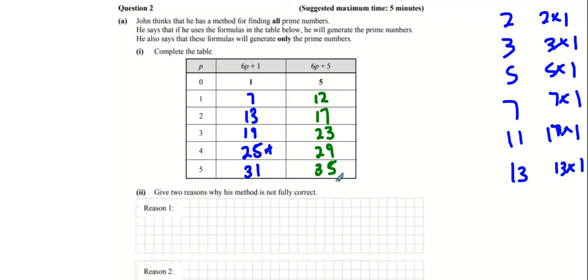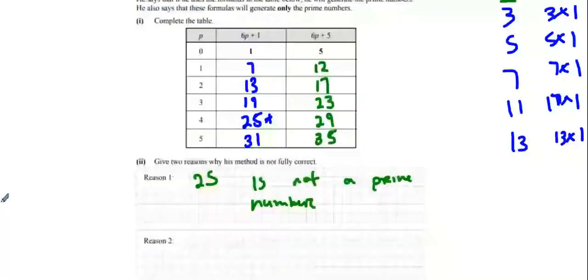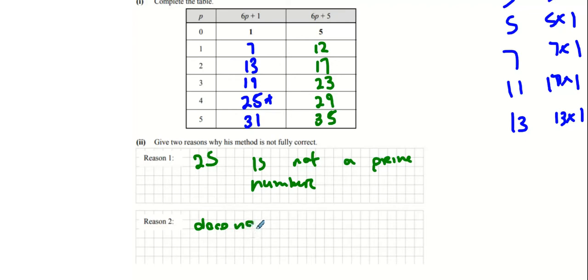Give 2 reasons why this method is not fully correct. Well, reason 1 is, I suppose, 25 is not a prime number. Also it skips 2, does not generate the number 2, which is prime. And also the number 1 is not prime as well. So 1's not prime, 12's not prime, 35's not prime, and 25's not prime. So there's a lot wrong with it.